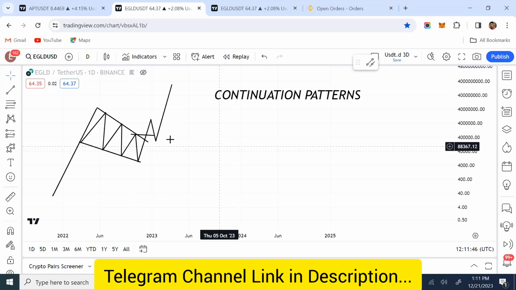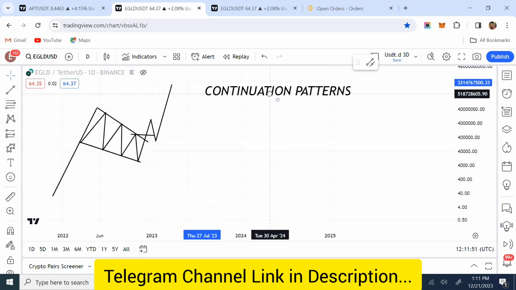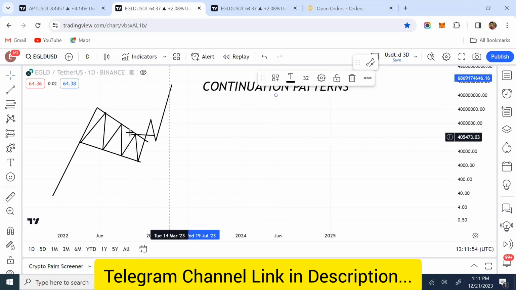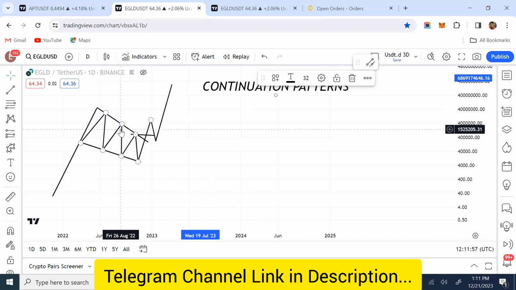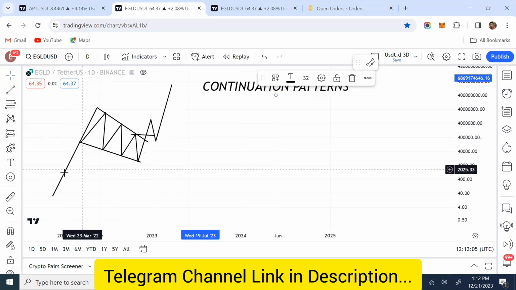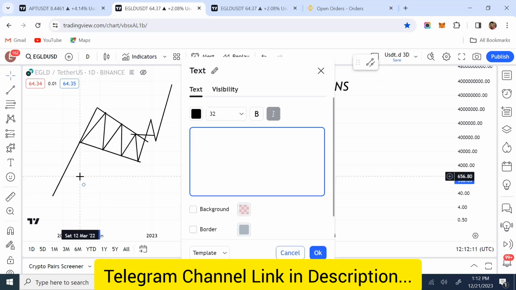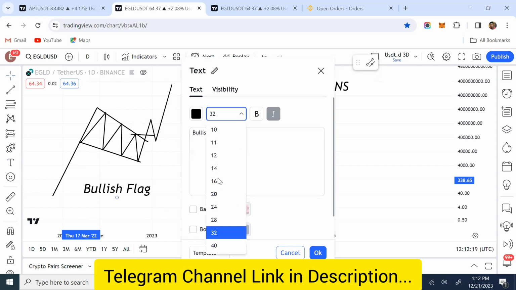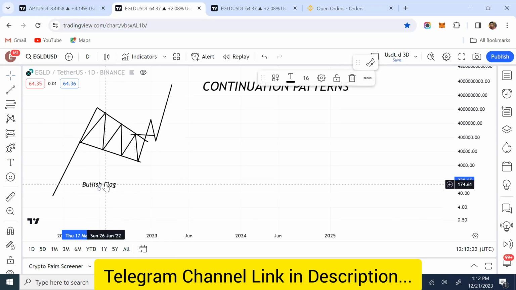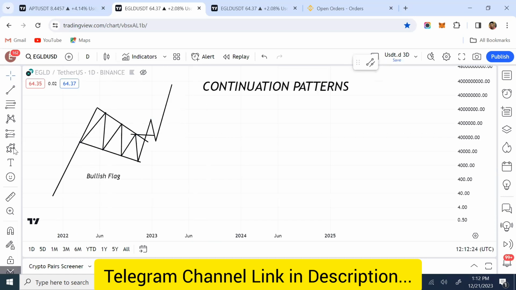The continuation pattern. There are lots and lots of patterns, but I'm just going to show you the basics. I'll still go back to reversals and show you even more patterns. This goes for both bullish and bearish. So let me put this as the bullish flag pattern, a very amazing continuation pattern. Now, let's talk about the bearish scenario.